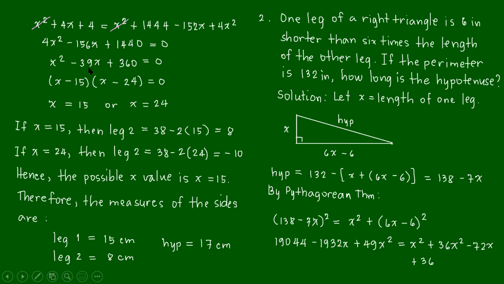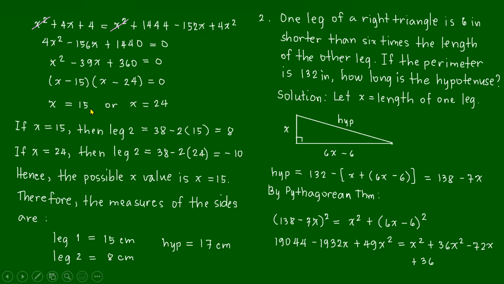Now, if you can't do the factoring, you can use the quadratic formula, because it's not easy to think of numbers whose product is 360 and whose sum is negative 39. But in this case, the factors are 15 and 24, both negative. So that is 360. Negative 15x plus negative 24x is negative 39x. So these are the factors of x squared minus 39x plus 360, which is equal to 0.